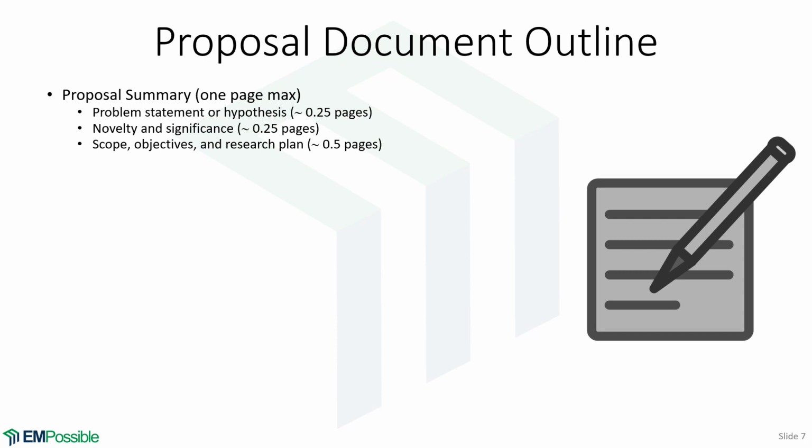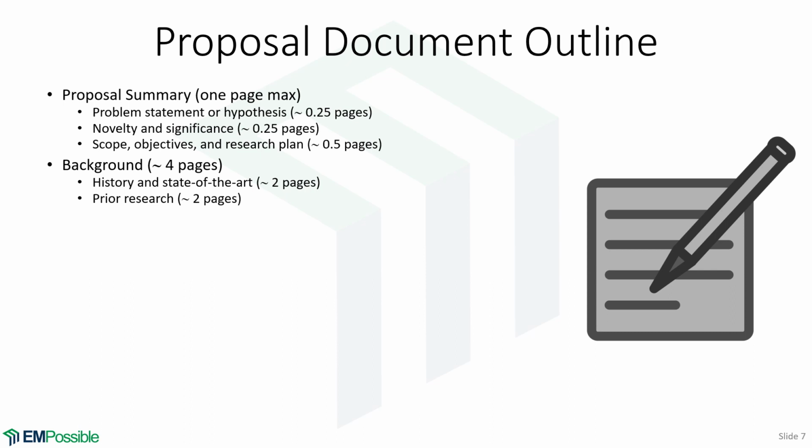Anyway, the proposal document starts out with a one-page summary of everything. When you write this, pretend that for the committee, that's all they read is this one page. So literally everything needs to be there. Your hypothesis or your problem statement, why it's new, why it's novel, your scope, your objectives, and how you're going to do your research. Be very brief, painfully brief, and this is difficult for a lot of people, but it is absolutely possible to fit all that into one page.